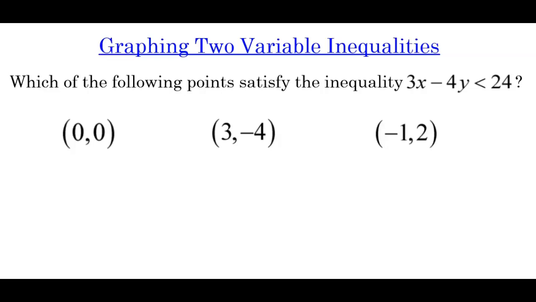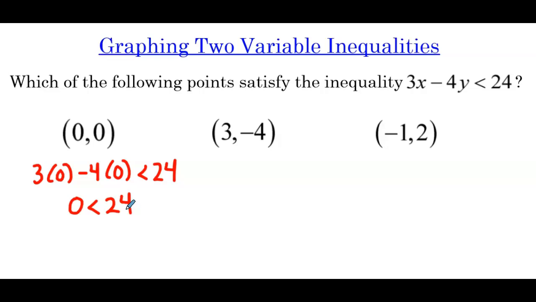Now in order to answer that question, we're going to take each point and plug it into the inequality, and we're going to see if we wind up with a true statement or not. So our first point is 0, 0, or the origin. So we're going to plug 0 in for x and 0 in for y and see if that's less than 24. So we have 0 minus 0, which is 0, is less than 24, which is a true statement. So I'm going to put a box around this point. The point 0, 0 is in the solution set of this inequality.